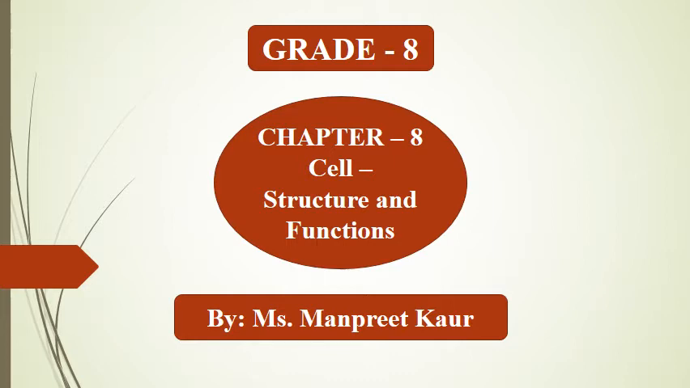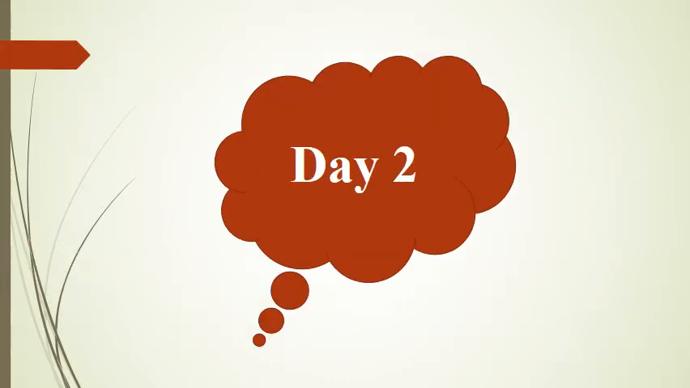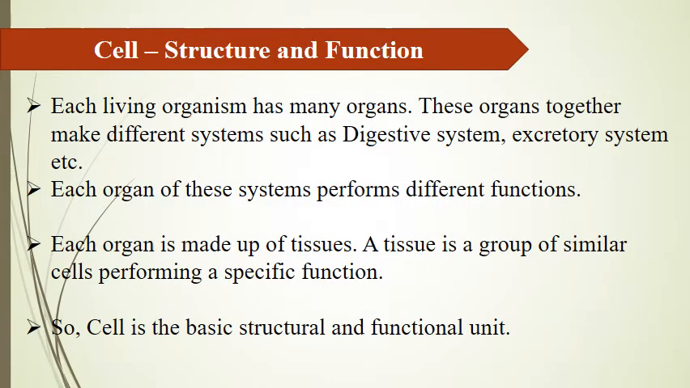It's day 2 of our class and we are doing chapter 8, Cell Structure and Functions. So, cell structure and function. Each living organism has many organs. These different organs together make different systems such as digestive system, excretory system, circulatory system, respiratory system, etc.